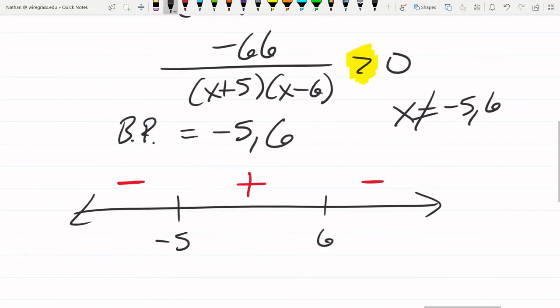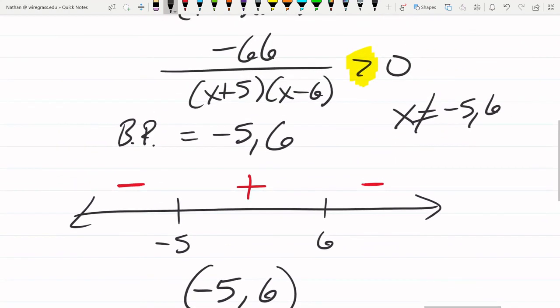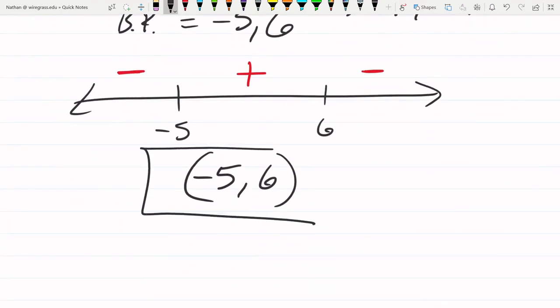We're looking for when the function is positive, and that's only in this central interval. The border points are zeros from the denominator, so we can't include them, but we wouldn't include them anyway because this is a strict inequality. So that is our solution.